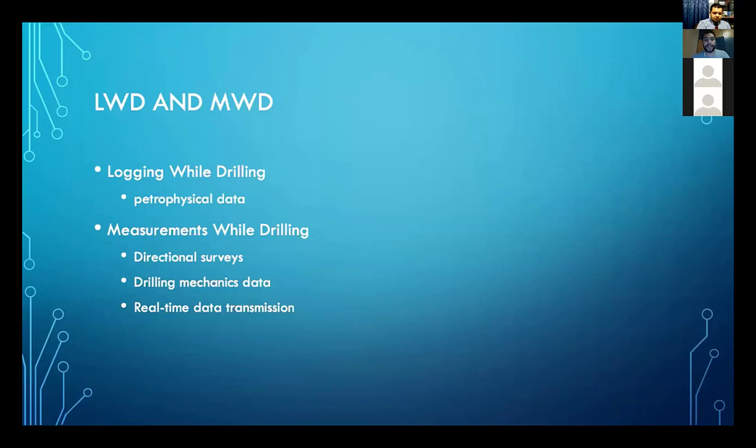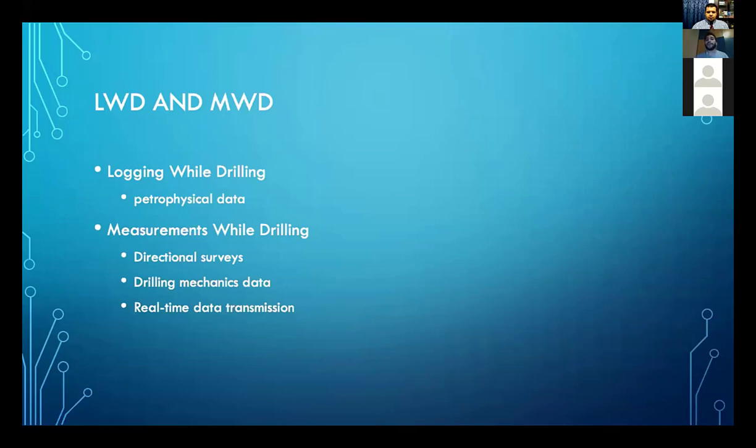Generally, logging while drilling offers the same measurement as wireline, with some different zone or coverage. MWD refers to the acquisition and collection of drilling mechanics data like downhole torque, pressure, and vibration, and the process of sending the data uphole in real time. So the main difference between LWD and MWD is the time that the results are brought to surface.